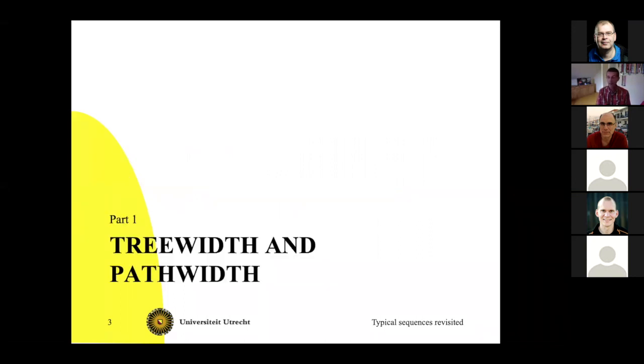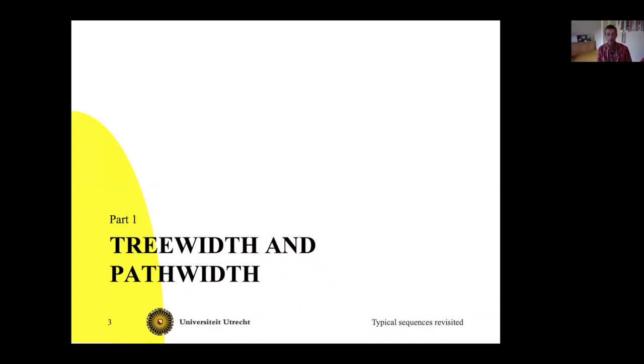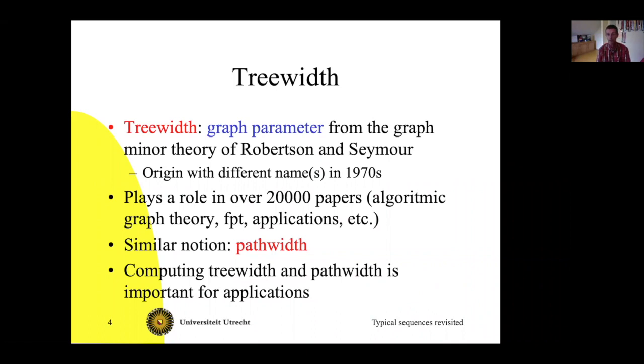But I'll start first talking about Treewidth and Pathwidth, and many of you will know these things, but then just stay here and wait till things come which you may not know yet. So Treewidth is a graph parameter, and it was invented something like half a century ago, and the terminology which we now use is Treewidth, from the graph minor theory of Robertson and Seymour, but before that it was reinvented under at least a dozen different names. And it plays a role in over 20,000 papers, so many in graph algorithmic theory, but also fixed parameter tractability, but also papers on different types of applications.